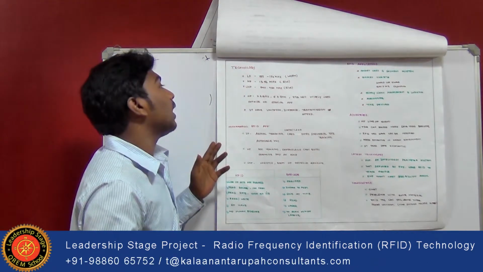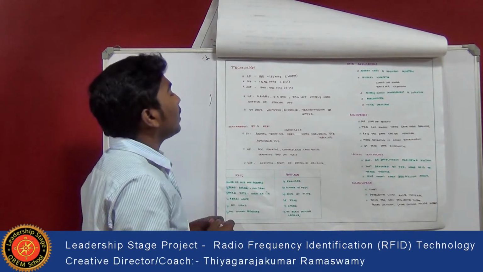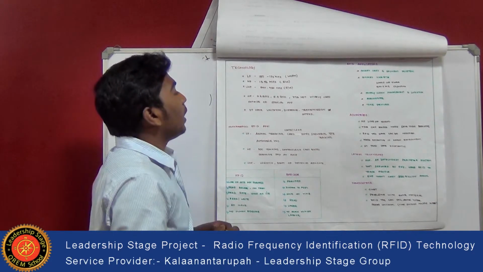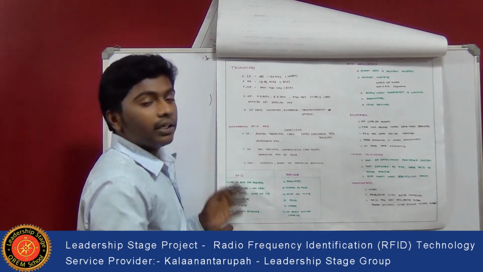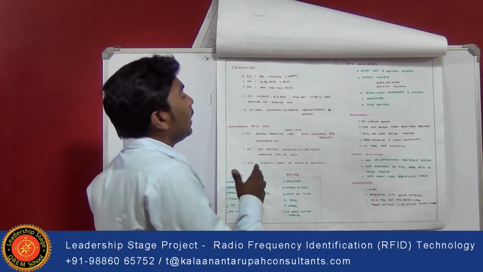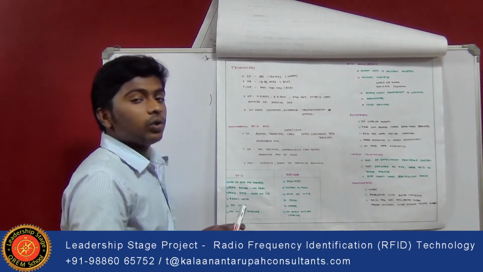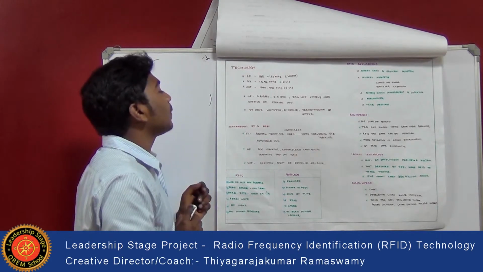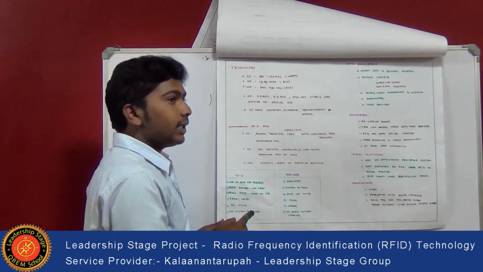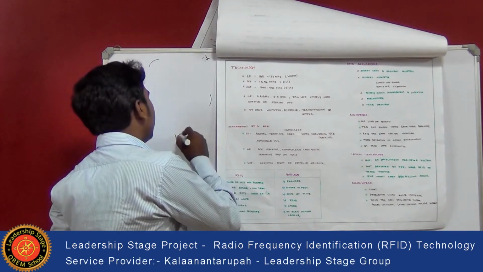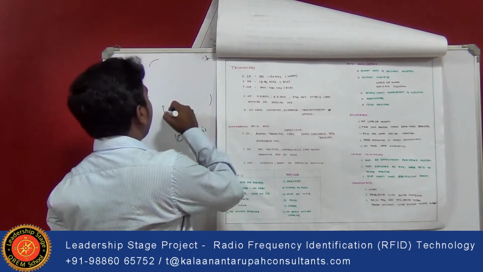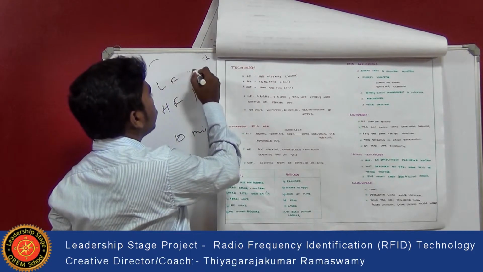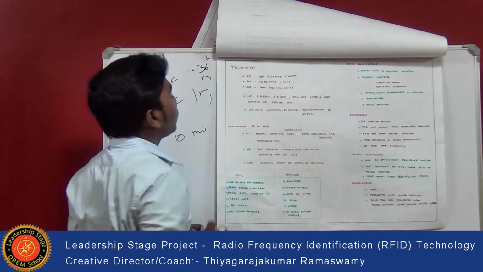And the third one is ultra high frequency. Ultra high frequency ranges from 890 to 950 megahertz. It can also read and write data. It is not widely used outside. It is used only for specific applications. Its distance ranges up to 10 meters. In high frequency, it ranges to 1 meter, and in low frequency, it ranges to 0.36 meters.